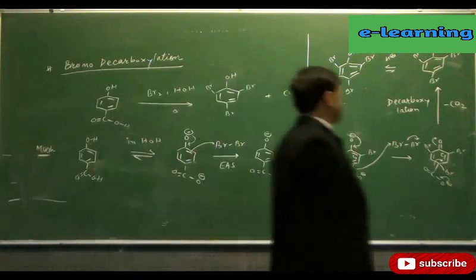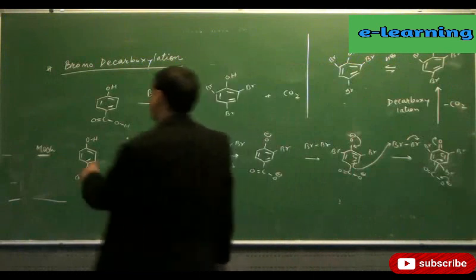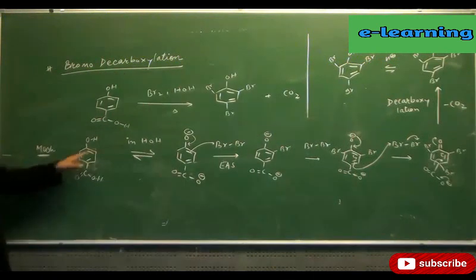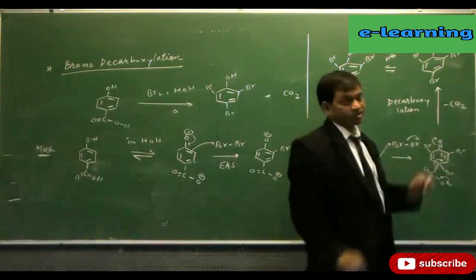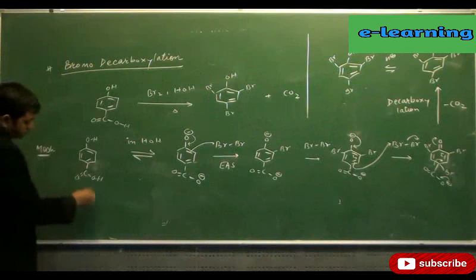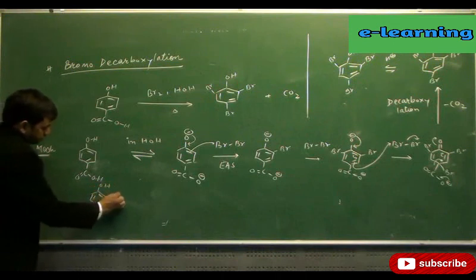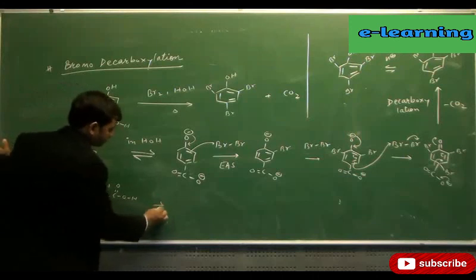The same reaction is done with COOH at the ortho position. Bromo decarboxylation takes place if it is at ortho and para. If it is at meta, after removal of this it converts into aromatic, so there is no decarboxylation at the meta position. If it is at the ortho position, then also decarboxylation takes place. The mechanism will be the same, meaning it is removed from ortho and para.